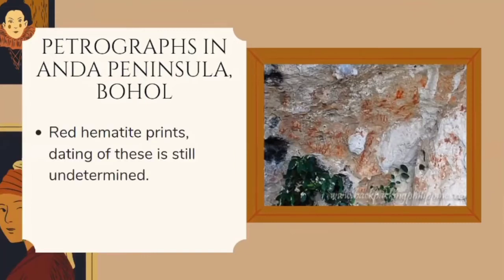Petroglyphs in Anda Peninsula, Bohol. Red hematite prints, dating of this is still undetermined. Ang mga unang naninirahan sa lugar ay mga migranteng Negrito, eventually replaced by Austronesians coming from Butuan. Itinatag ng mga bagong migrante ang pulang hematite petroglyphs sa peninsula ng Anda at naging sagradong lugar para sa mga etnikong komunidad.